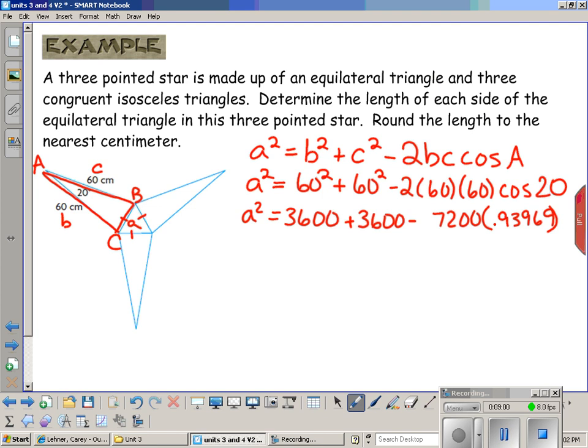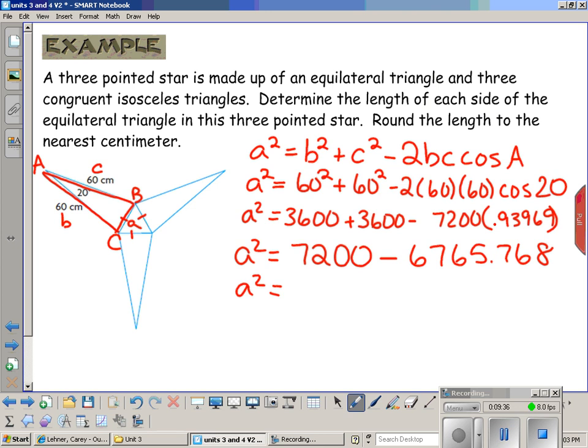I am simply breaking it up in case your calculator is not in degree mode. It's a lot easier for you to find your mistakes. Cos 20, you need to get decimal 0.93969. If you do not get that, you will make a mistake. So now we will have 3,600 plus 3,600 is 7,200 minus 7,200 times 0.93969 is 6,765.768.